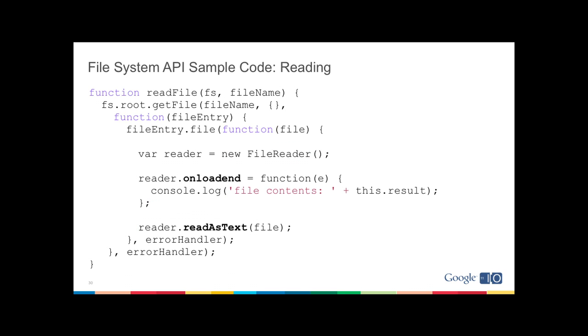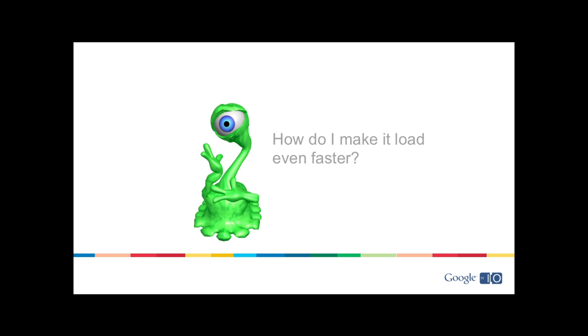Reading, very similar. Here we're asking the root directory of the file system to get a file by a specific name, create a file reader object, specify a callback for what to do when the file's done reading, then you read the file. So pretty standard file read-write API. There's nothing tricky about it at all. But it's super useful, and it's something you will definitely want if you're dealing with heavy resources.